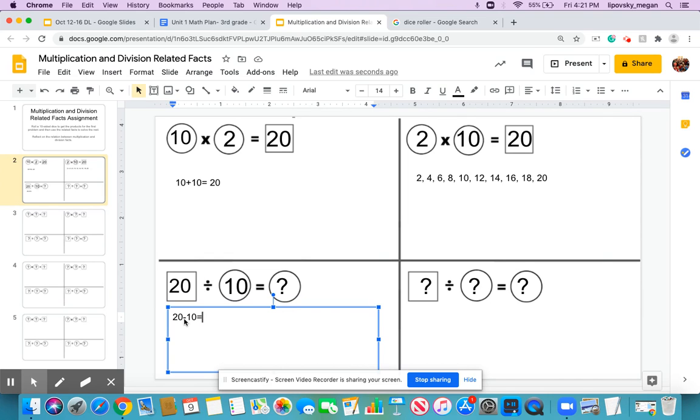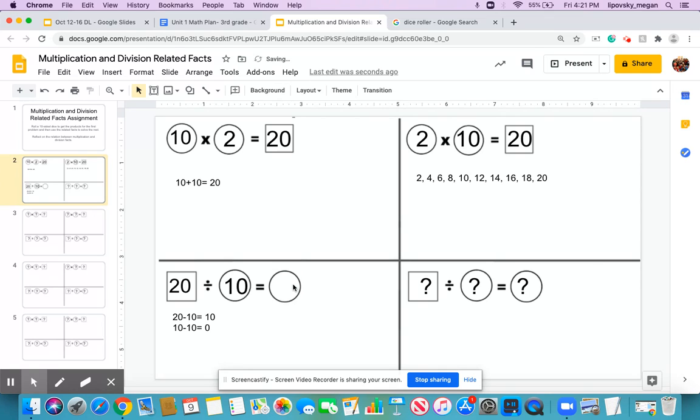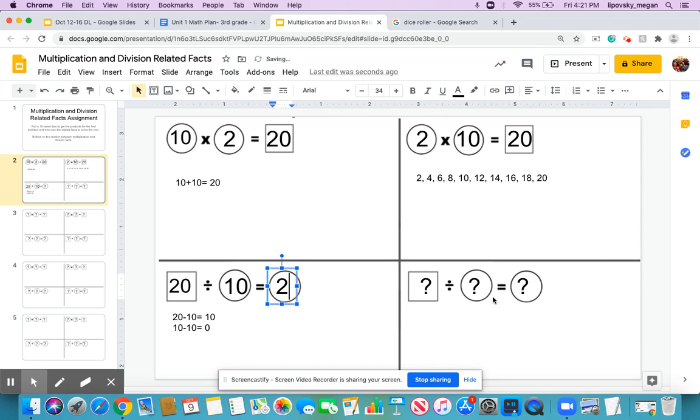So 20 minus 10 equals 10, and then 10 minus 10 equals 0. So then I'll count and see how many 10s that I have. So I have 1 10 right here that I've subtracted, and 1 10 here that I've subtracted, which means my answer is 2. So I will put my answer as 2 right here. Let me undo that. And 2. So then for my last but not least, my last division problem is 20.